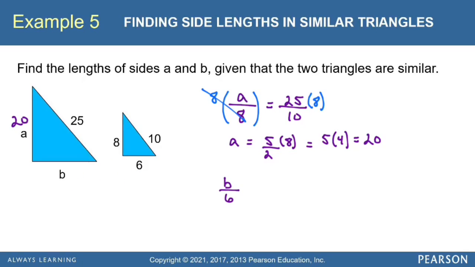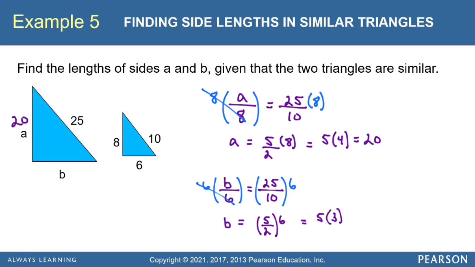And then to set up the other proportion, let's write a fraction that's b over 6. So if I write b over 6, then my other fraction is going to need to be 25 over 10 again. So we'll multiply both sides by 6. And then that gives us b is equal to 5 over 2 times 6, because again, we know that 25 over 10 reduces to 5 over 2. 6 divided by 2 is 3, and then 5 times 3 is 15. So side B is going to be 15.